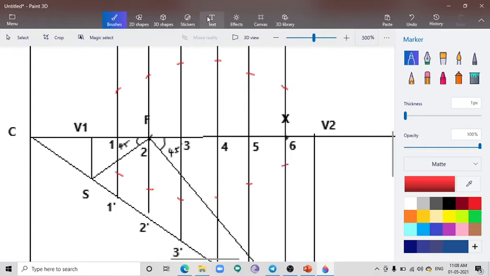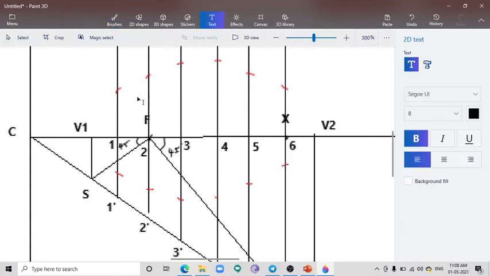V2, and we have to give namings for each point as P1, and here it is P1 dash. Then P2, P2 dash. Similarly, we have to give namings up to P6, P6 dash.